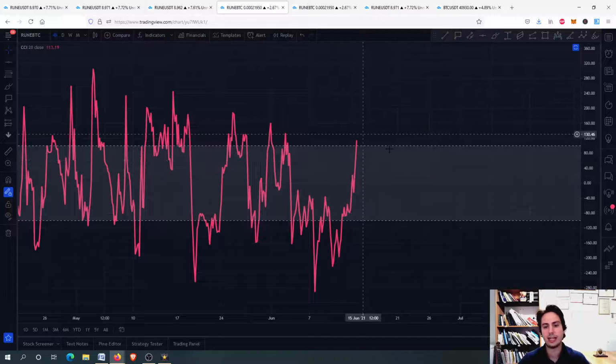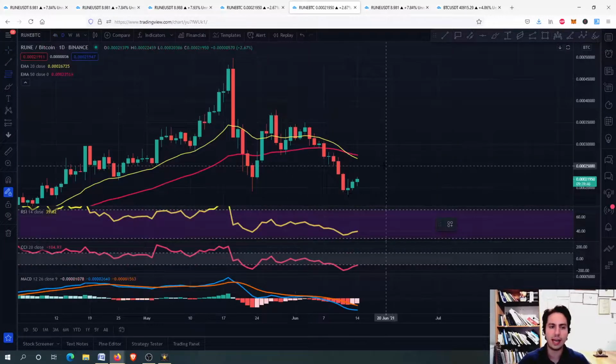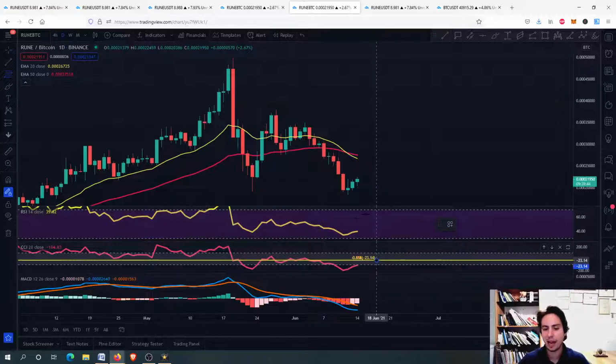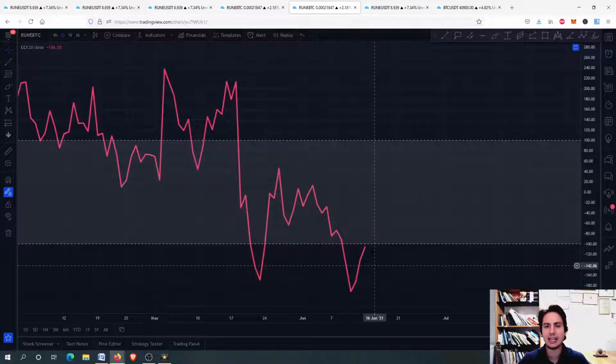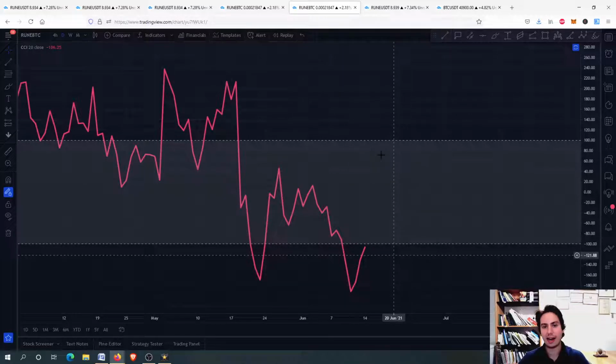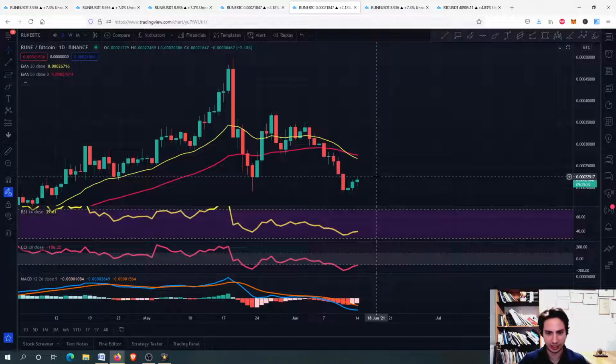For the commodity channel index, we are in an overbought situation, so we have to be careful for Rune against Bitcoin on the daily frame. However, we are still on the commodity channel index, guys, below minus 100. Therefore, it is time now to move upwards. We are in a critical oversold situation against Bitcoin.